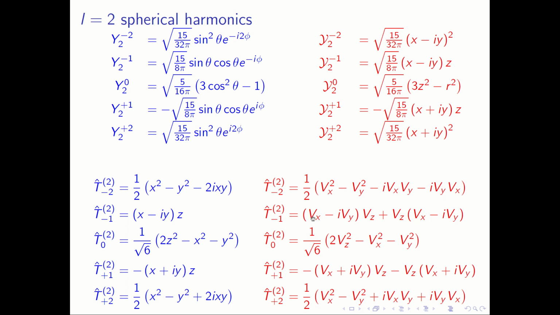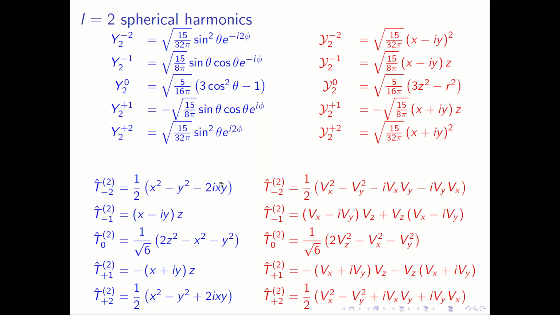In fact, I have made a mistake here. The T2 minus 1 and T2 plus 1 should have extra factors of 1 by 2. The 1 by 2's come in because we are just using Vx minus iVy, Vz and Vz in the other order. Of course, if we were using x, y, z which commute among each other, these two would be exactly the same, but in general they are not.